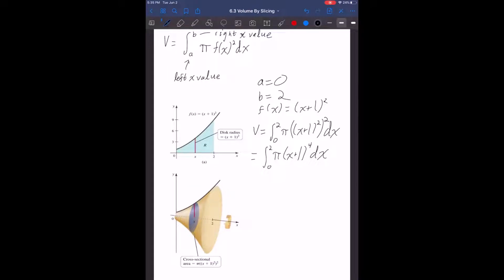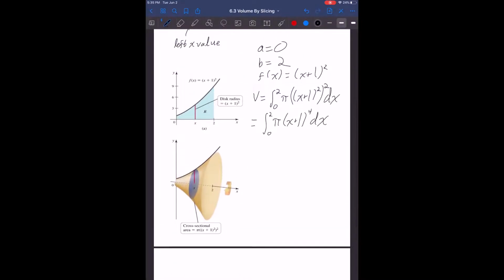Or what we could do is use u substitution with u equals x plus 1 in order to just get an integral of u to the fourth, which will be slightly easier to solve. So let's do that. It's also a good refresher of how to do u substitution. The u is always going to be the inside part, so I have u equals x plus 1.